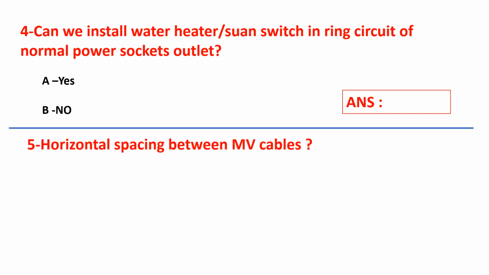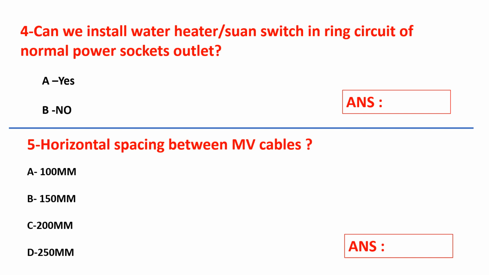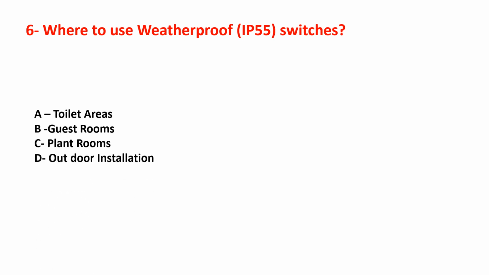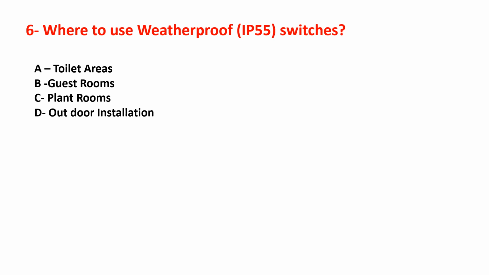Question number 5. Horizontal spacing between MV cables: 100, 150, 200, 250. Select your answer here. Question number 6. Where to use weatherproof IP55 switches? Toilet areas, guest rooms, plant rooms, outdoor installations.